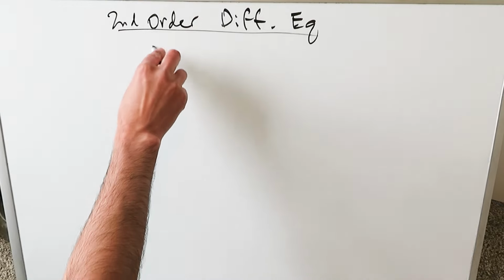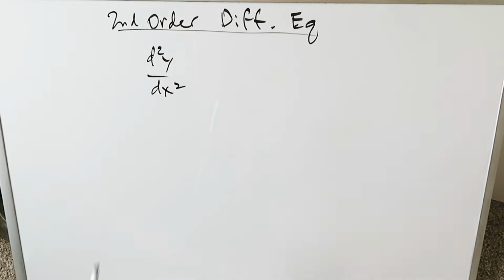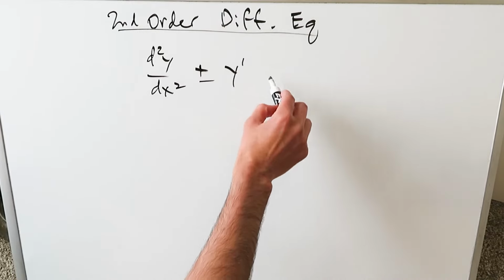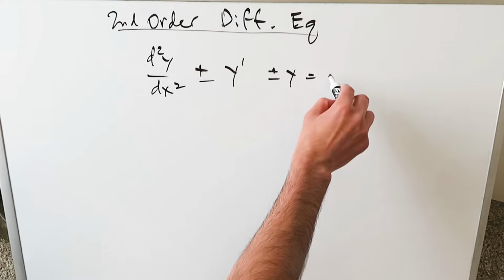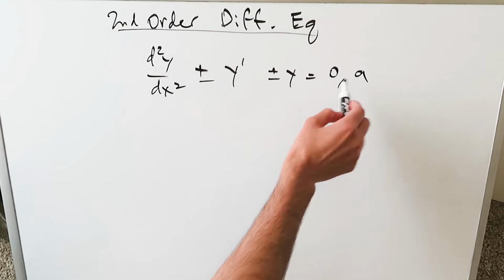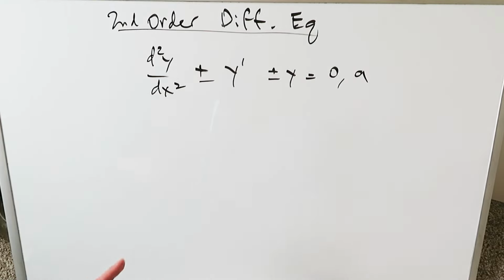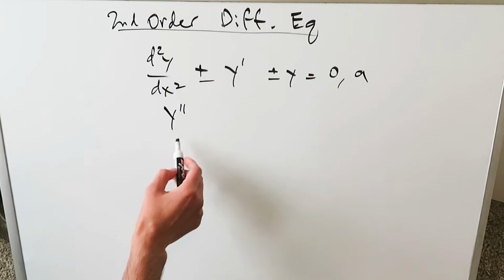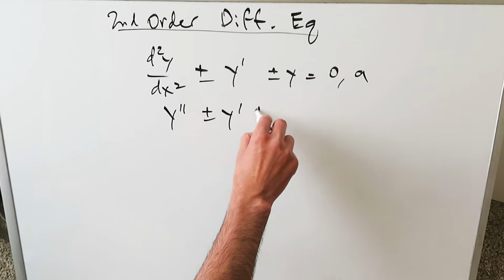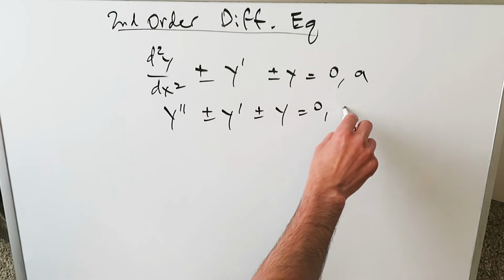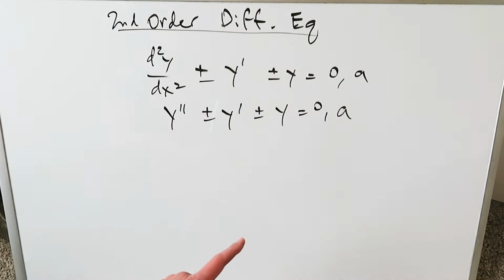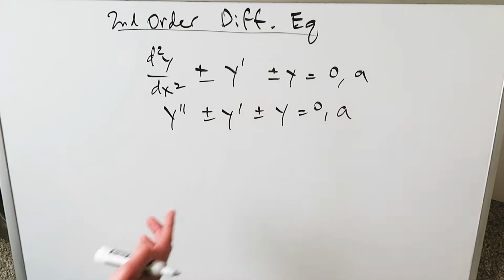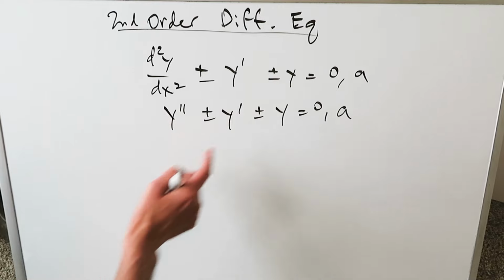If you are looking at this term d square y dx square and you see something like this, plus or minus y prime plus or minus y is equal to 0 or some other expression or variable or whatever it might be, think about what I have over here. You can rewrite it as this: plus and minus y prime plus and minus y is equal to 0 comma a. The only reason why I'm putting 0 comma a, it could be equal to anything, it could be equal to nothing, or it could be equal to something.